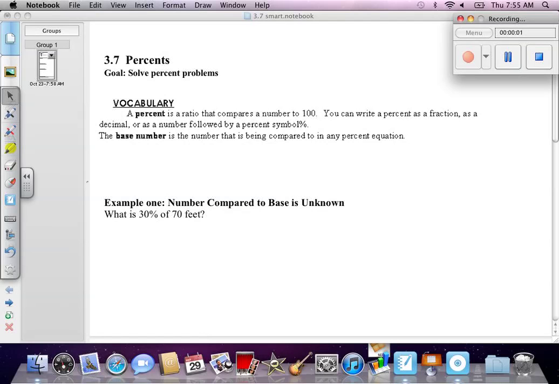Right, ladies and gentlemen, we're looking at a percent, which is a ratio that compares a number always to 100. You can write a percent as a fraction, as a decimal, or as a number followed by the percent symbol, that slash with two O's over it. The base number is the number that is being compared to any percent equation.